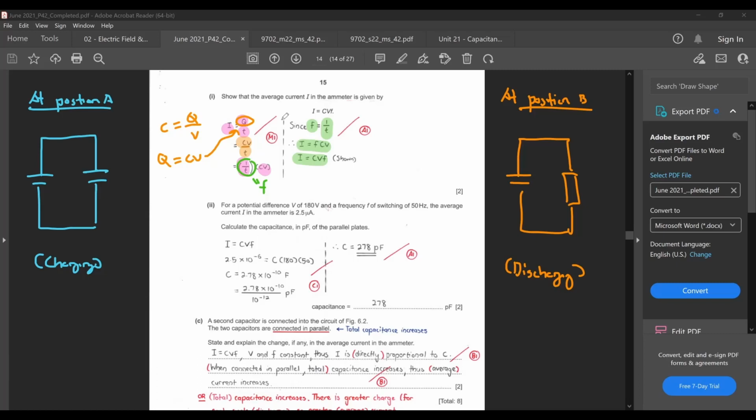Then if you move on to part 2, for a potential difference V of 180 volts and a frequency f of switching of 50 Hz, the average current I in the ammeter is 2.5 microamps. Calculate the capacitance in picofarad of the parallel plates. So here, you can just use the equation that you have from above. Your current is 2.5 microamps, so it's 2.5 times 10 to the power minus 6. Your PD is 180, your frequency is 50. Find your capacitance. Your capacitance is 2.78 times 10 to the power minus 10 farad. You want to change to pico, you want to have a prefix unit there. You divide by 10 to the power minus 12 for pico. So you're going to get 278 picofarads. Okay.